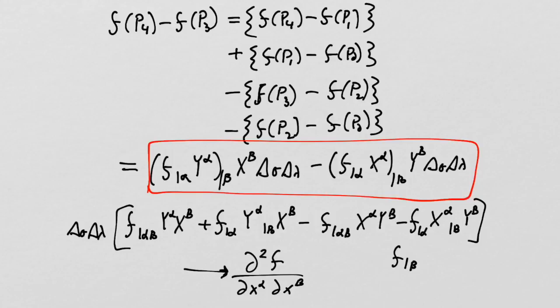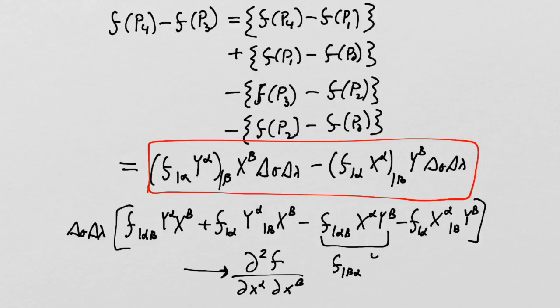This has to be... wait a minute. Hold on. I want to rename these indices here. I would go f, I would say beta alpha. See that they commute. So f beta alpha equals f alpha beta. So that's no big deal.